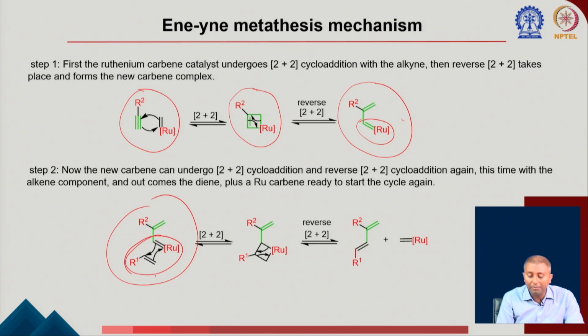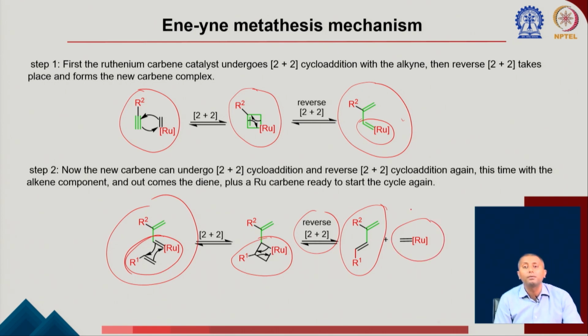with another olefin. Now it is going to form this metallocyclobutane, and then again the reverse 2+2 is going to give this 1,3-diene compound, and this ruthenium catalyst is coming back to the catalytic cycle.